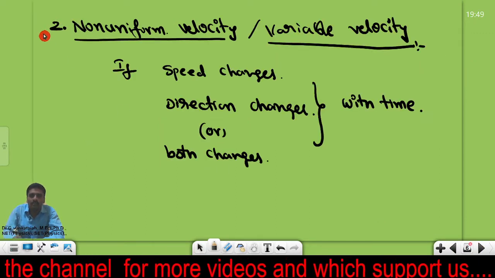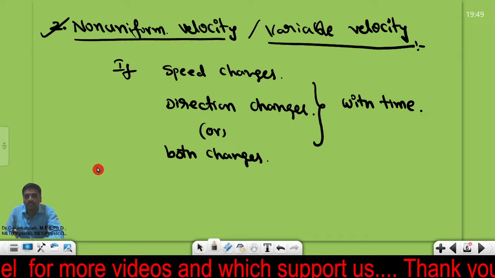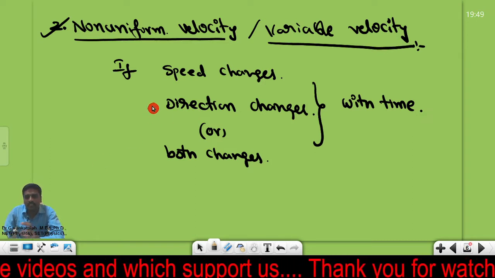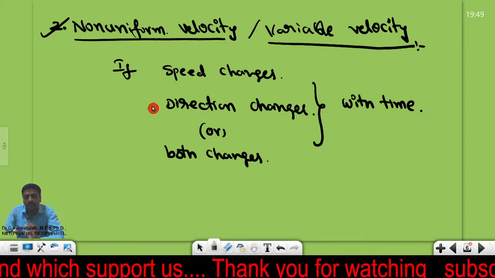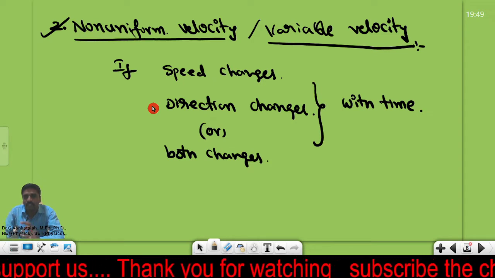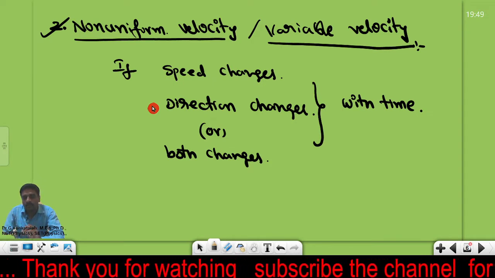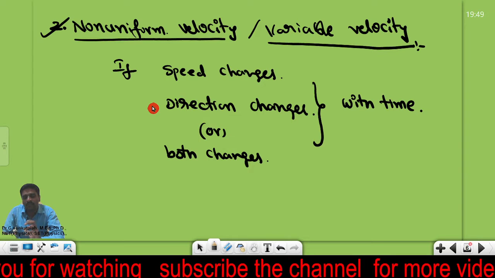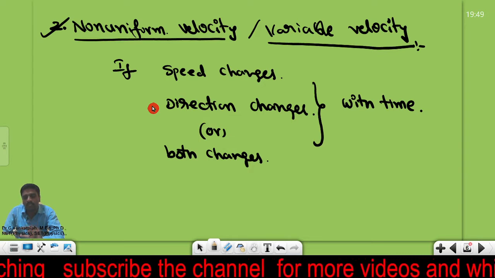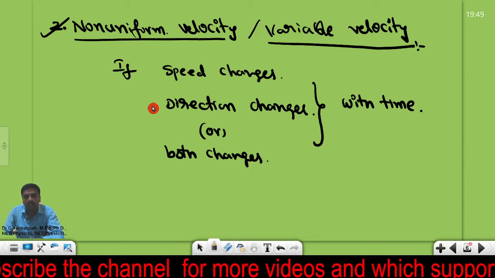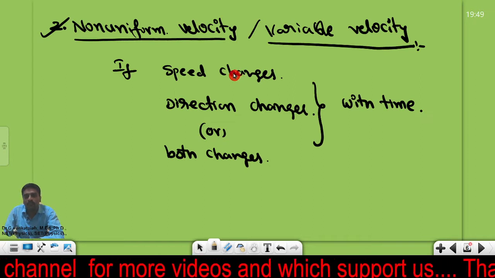Now let me go to what it means by non-uniform velocity. Non-uniform velocity means it does not cover equal displacement in equal intervals of time, or if it covers equal displacement in unequal intervals of time, then we will call it non-uniform velocity. One more definition is there.